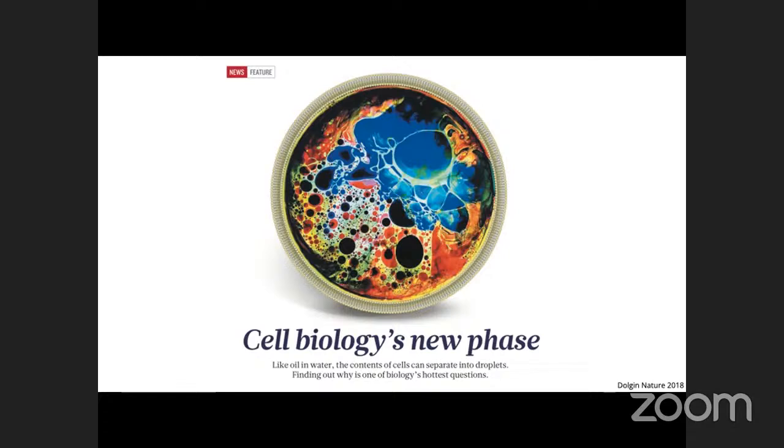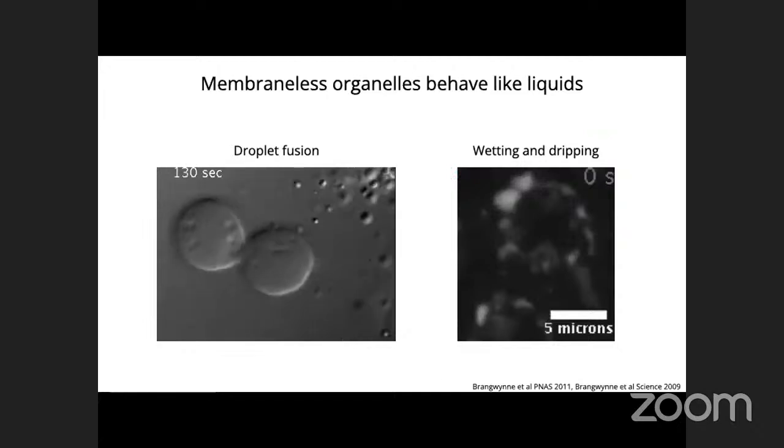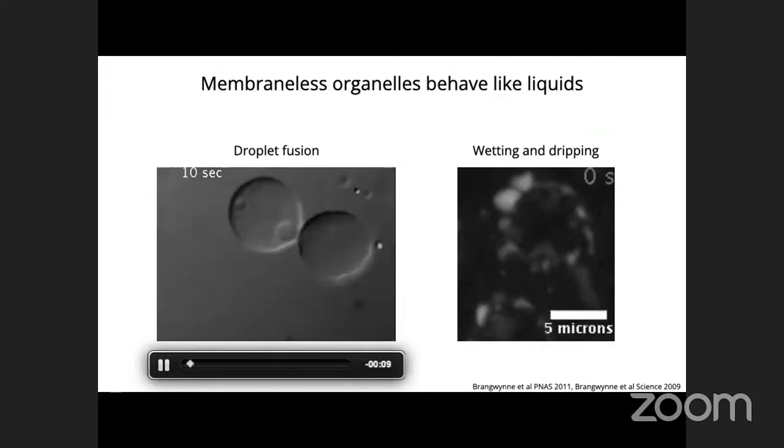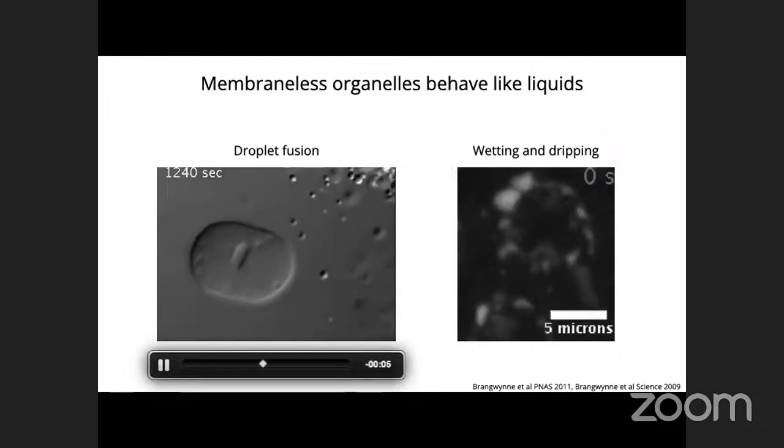So about 10 years ago, people took movies of these membraneless organelles and noticed that they looked like liquids. These are nucleoli, which is a particular type of membraneless organelle. And if you have two of them and they come into contact, then they round up, just like if you had two raindrops on your car windshield, right?